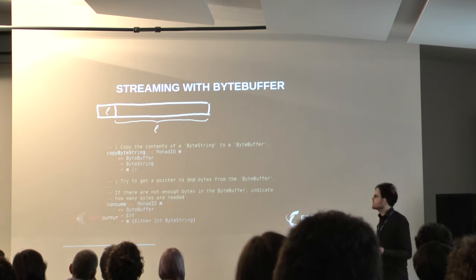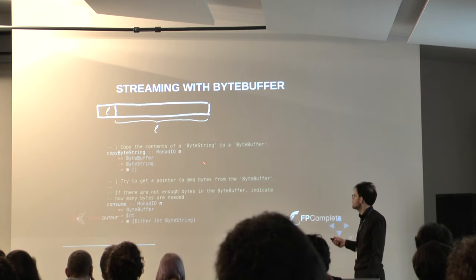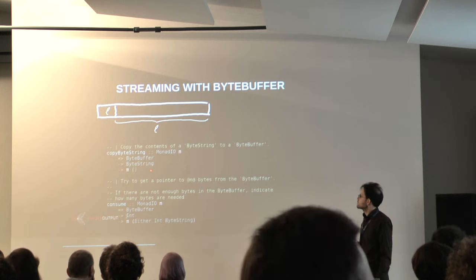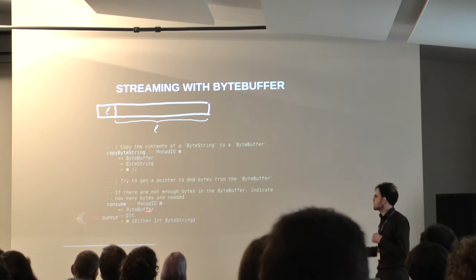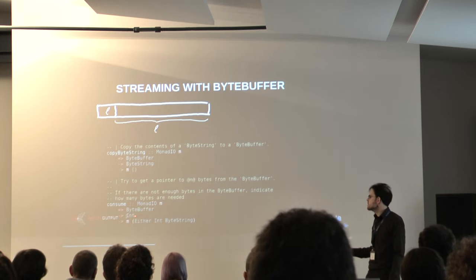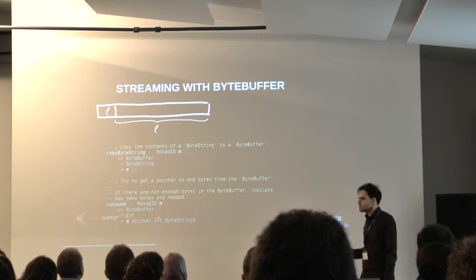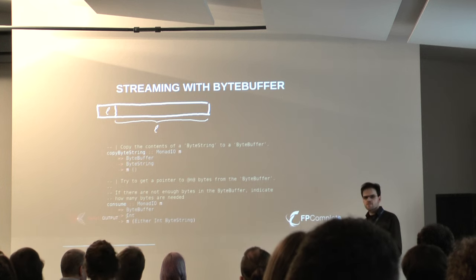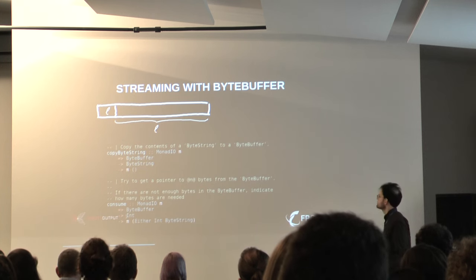And then we need some buffering mechanism. So a buffer that supports two methods. One is that we have a buffer and a stream of bytes and just copy the bytes to the buffer. And the other one is to read some number of bytes from the buffer. So we have a buffer, we specify the number of bytes that we want to read, and then we either get this number of bytes or we get a number back that tells us there aren't enough bytes in the buffer at this moment, so we need more bytes and come back later.